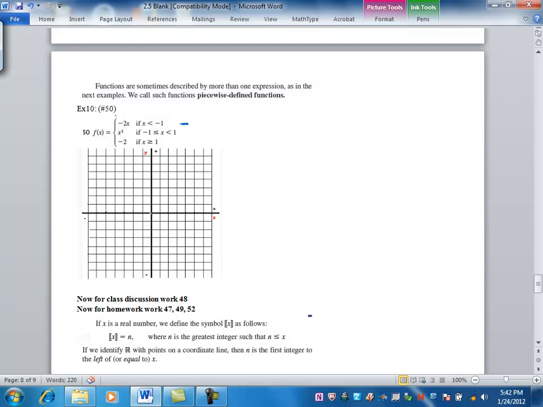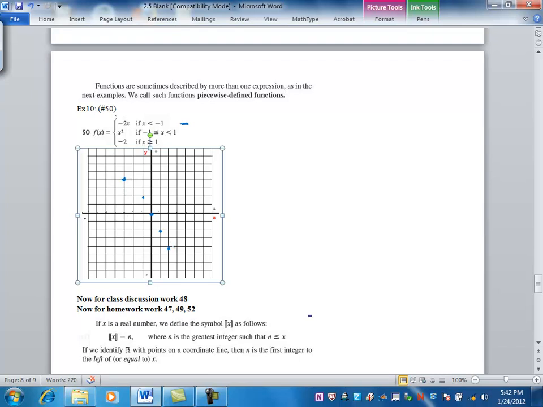Now we know what y equals negative 2x looks like. We've got the point 0, 0. X equals 1, y is negative 2. X equals 2, y is negative 4. Likewise, x equals negative 1, y is 2. X equals negative 2, y is 4. Alright, so we know that this is a line.